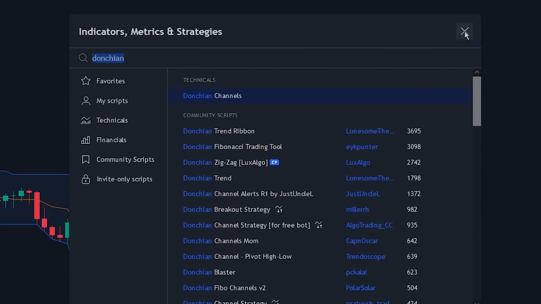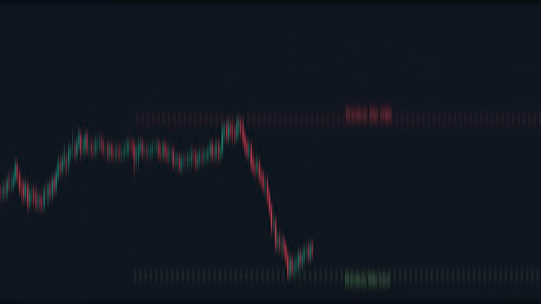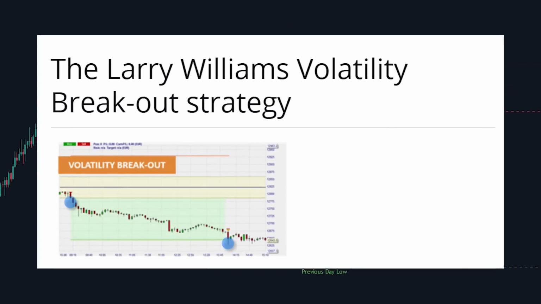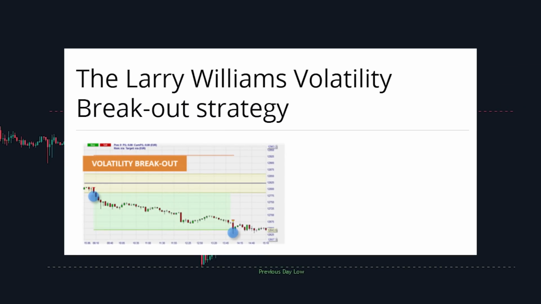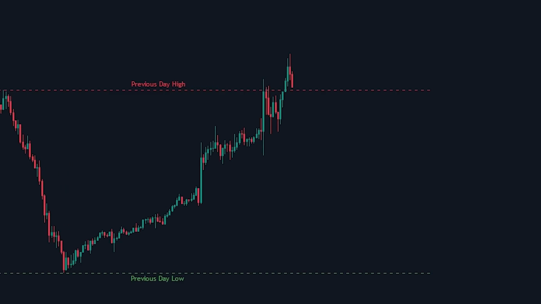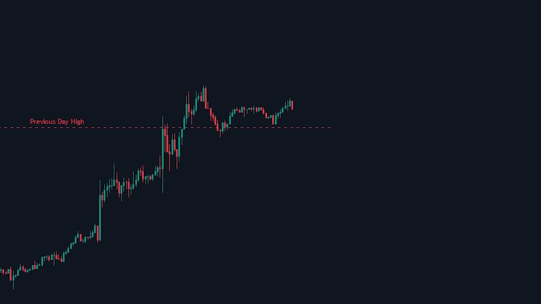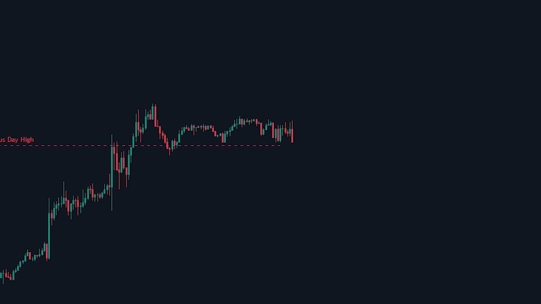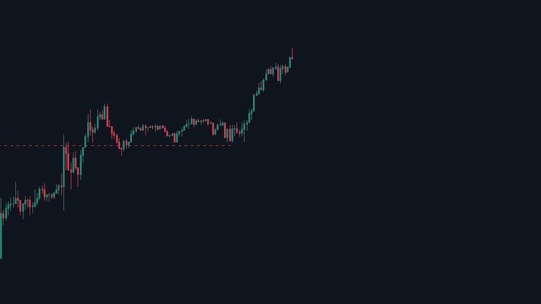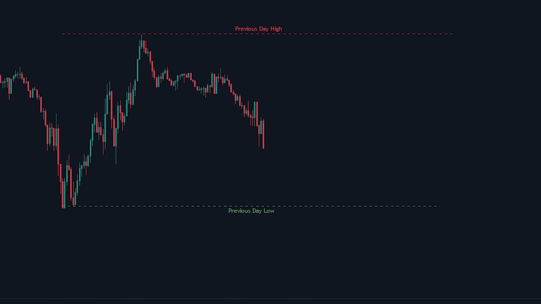Before we change the indicator settings, let's first properly understand what the strategy is. This strategy is based on the LW volatility breakout strategy. When using the strategy, we'll be looking to enter into a position based on if the price breaks above the low or high of the previous day. If the price rises and breaks out above the previous high, our bias will be bullish. However, if the price breaks below the previous low, we will have a bearish bias.